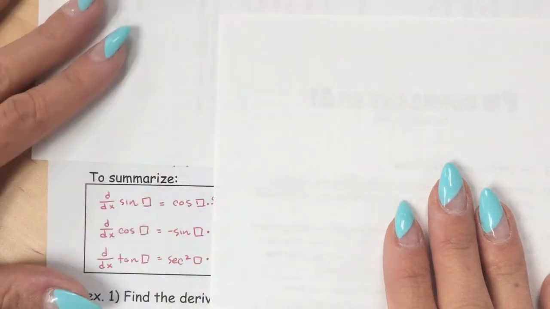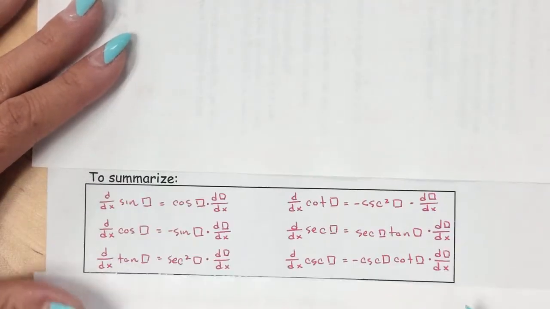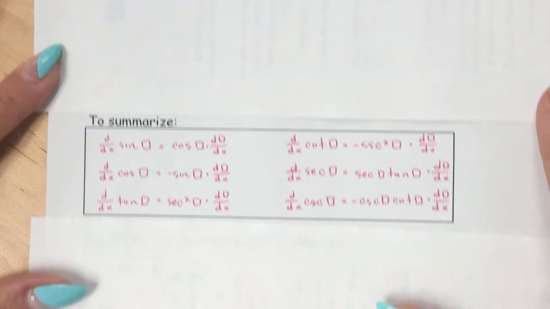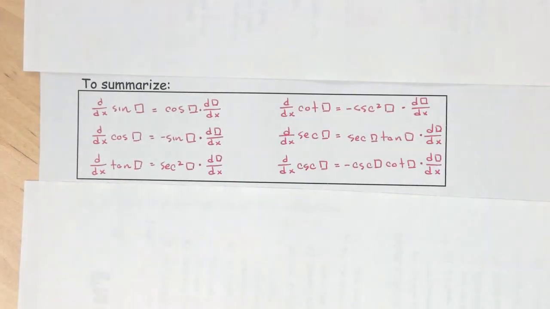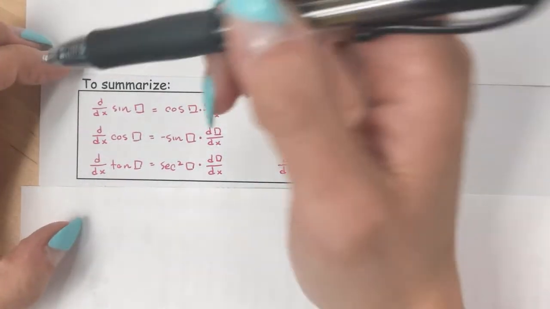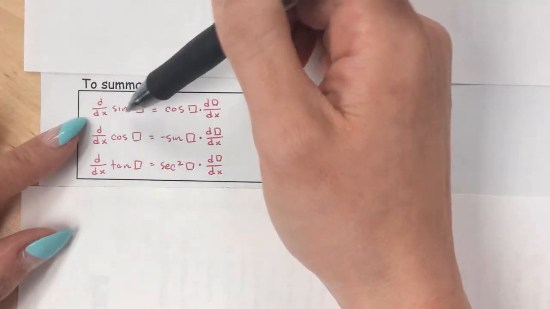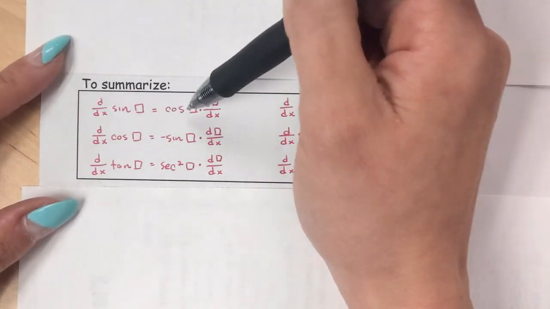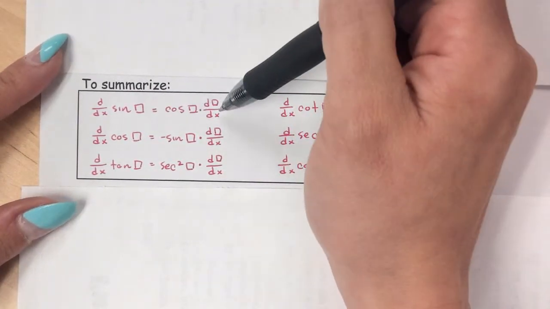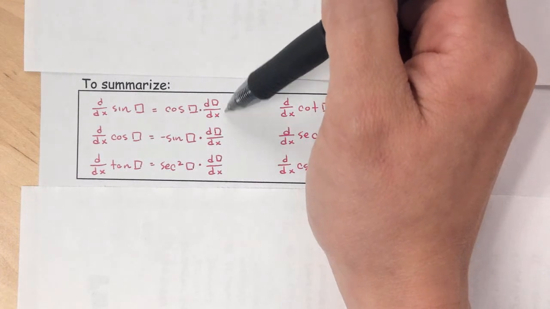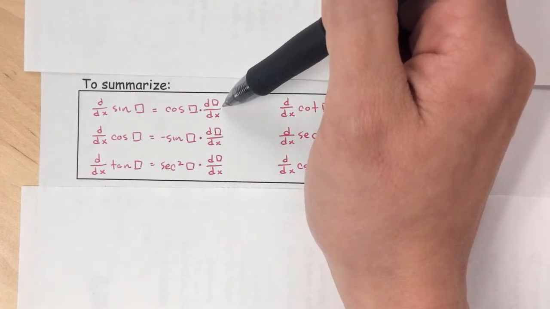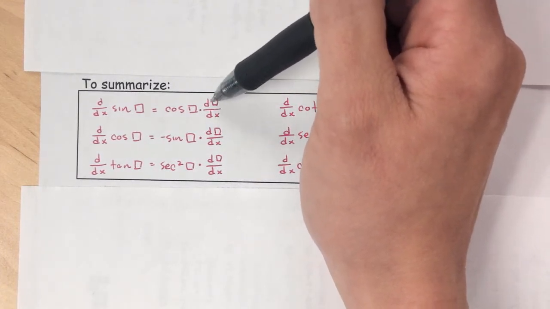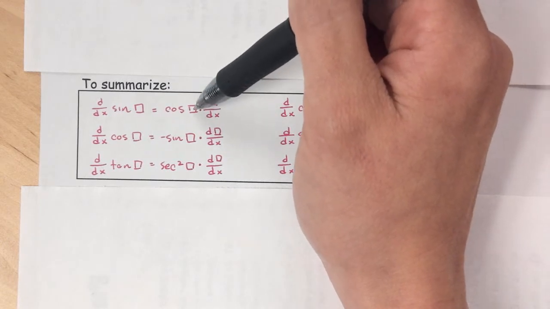So actually, here are all 6 derivatives for your trig functions. It looks like a lot more, but basically to find the derivative of sine of anything, you just do cosine of that quantity, and then you can't forget, usually on the other notes I wrote box prime. This means the same thing. Don't forget to take the derivative of the inside.